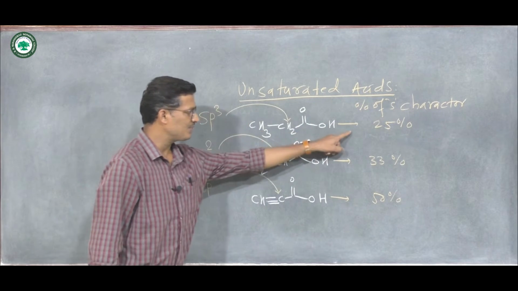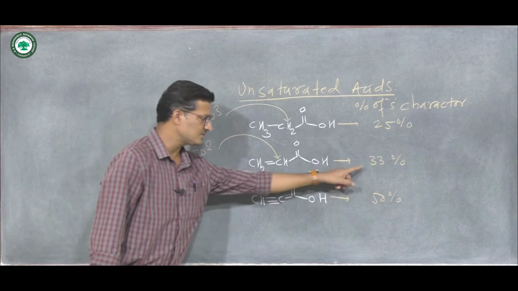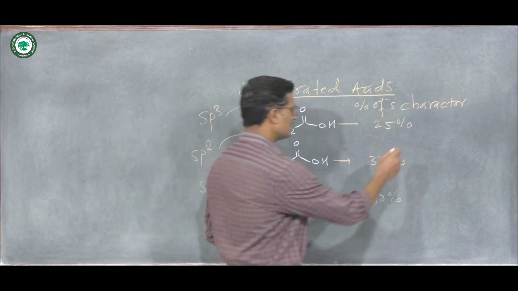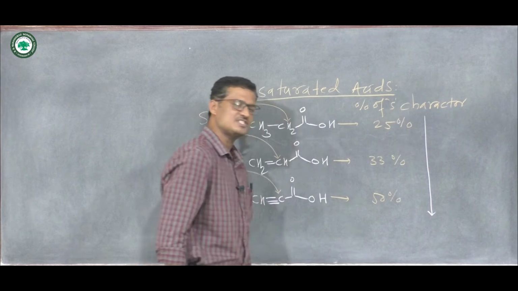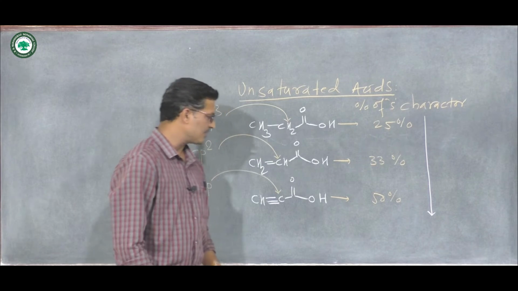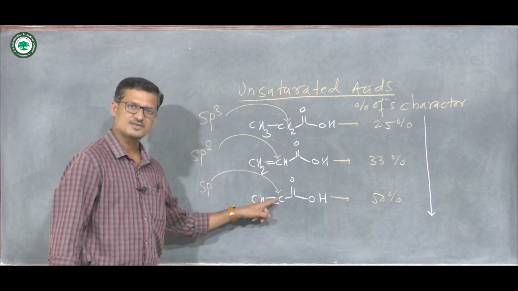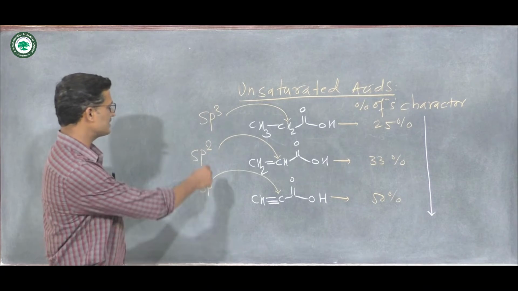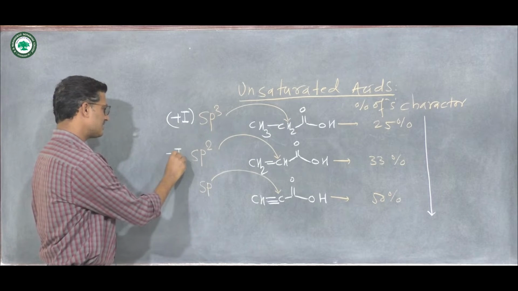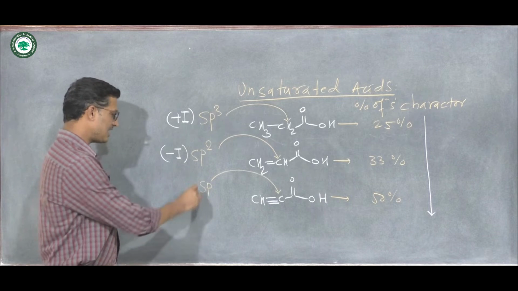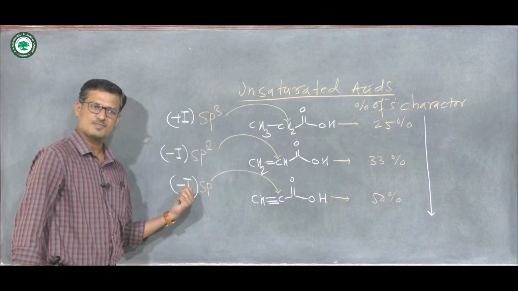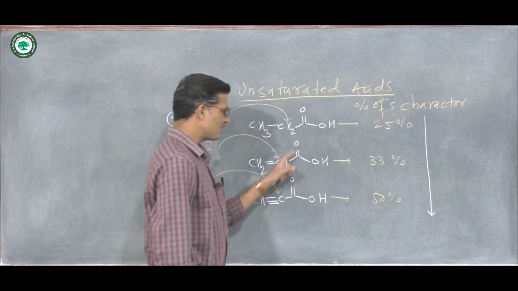sp3 hybridization, 25% s character. sp2 carbon, 33% s character. sp carbon, 50% s character. When we go from top to bottom, the percentage of s character increases, and so the electronegativity of that particular carbon increases. So when there is sp3 hybridization, this carbon gives the plus I effect. When there is an sp2 carbon, it gives the minus I effect. And when there is an sp carbon, it also gives the minus I effect, but the strength of the minus I effect is more.